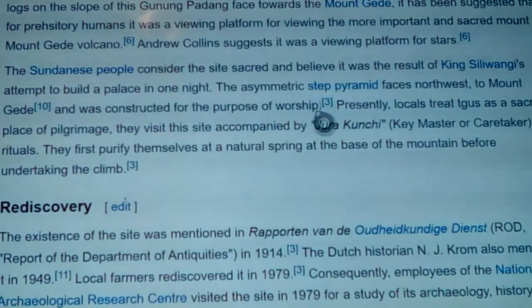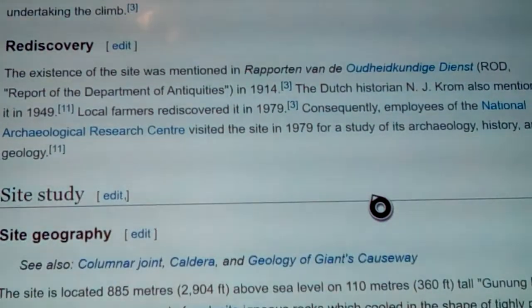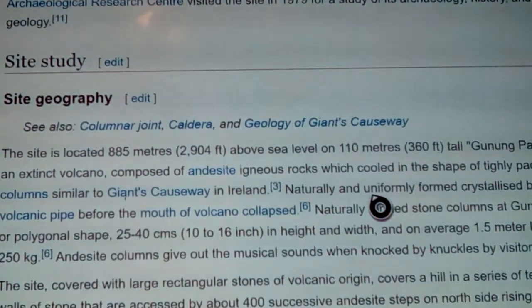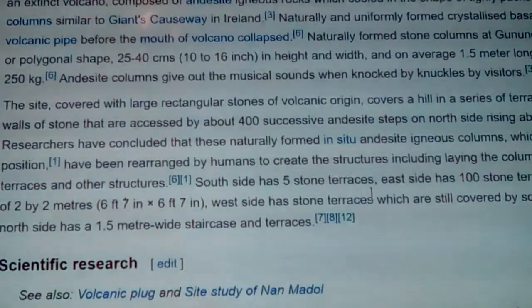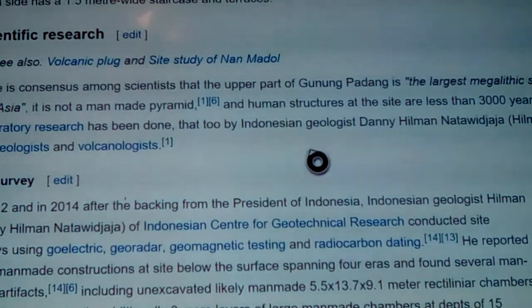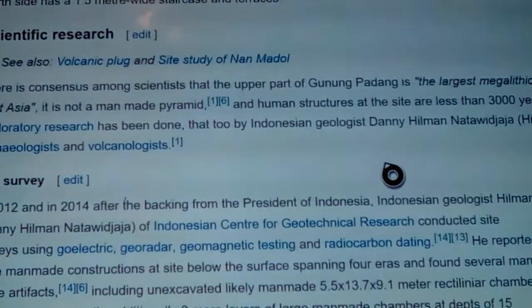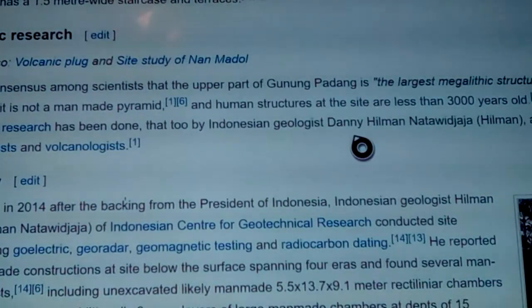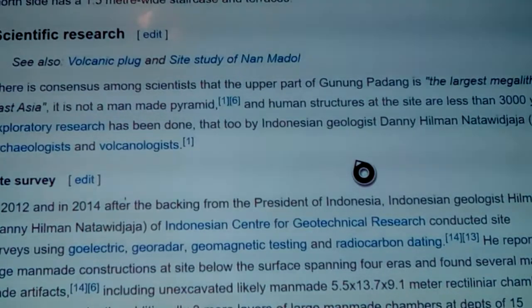The Sudanese people consider it to be a sacred site, and they were all working with it. And then the Department of Antiquities got in the middle of it, and all of a sudden they didn't like his research. Let's see if I can find where it says it. So somebody said that it's not a man-made pyramid, and human structures at the site are less than 3,000 years old. Only exploratory research is done, and that too by Indonesian geologist Danny Hilman Natawidjaja, or Hilman they call him, not by the archaeologist or volcanologist.